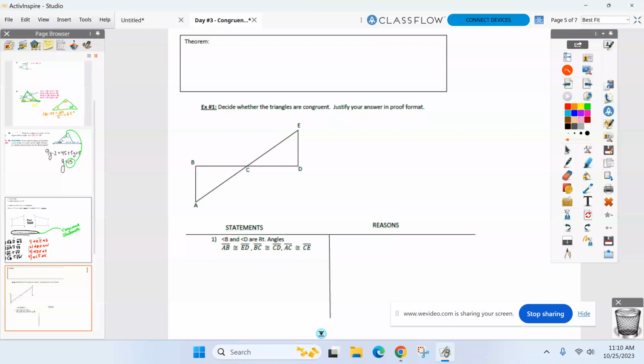All right, so let's mark our diagram. Let's see what we got, because I think I gave you a ton already. B and D are right angles. All right, we know how to mark those. AB and ED, so we can put little hashers on those. It's been a while since we did this. Ooh, doubles, huh? Doubles on BC and CD. And then triples on AC and CE.